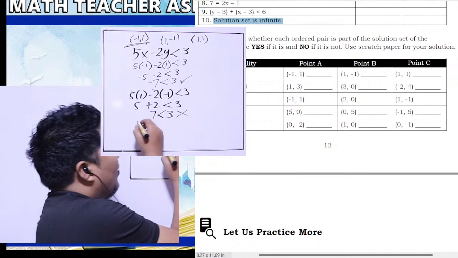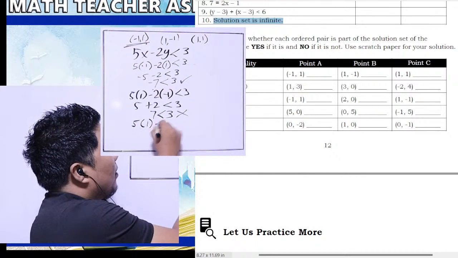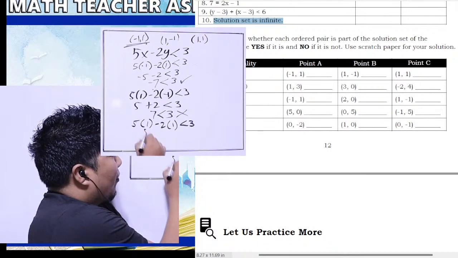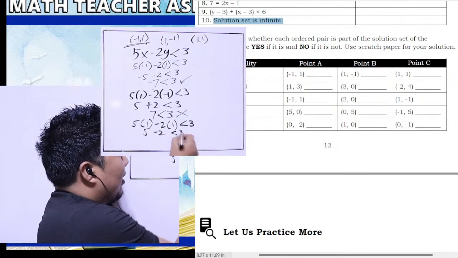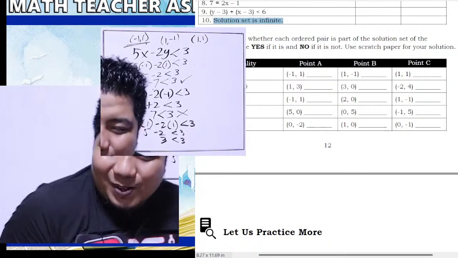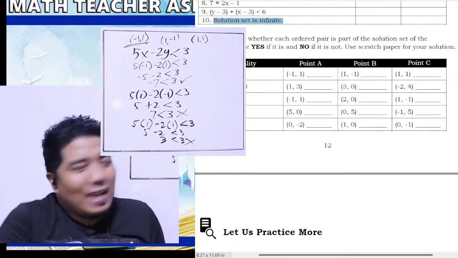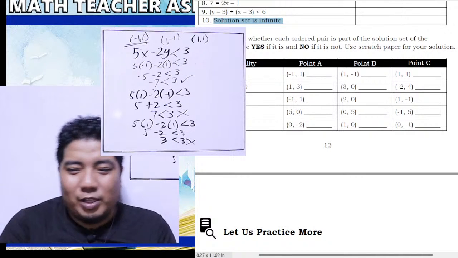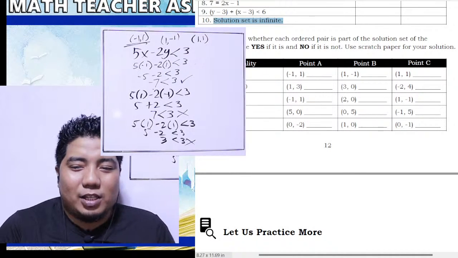How about 1, 1? Okay, so we have here 5 times 1 minus 2 times 1 is less than 3. So, we have 5 minus 2 is less than 3. So, this is 3 less than 3. Is 3 less than 3? Alright, no. So, therefore, that is still not part of the solution. So, therefore, in this point A, point B, and point C, the answer is only point A.